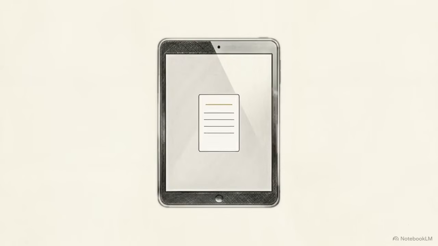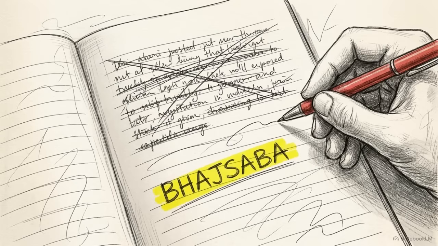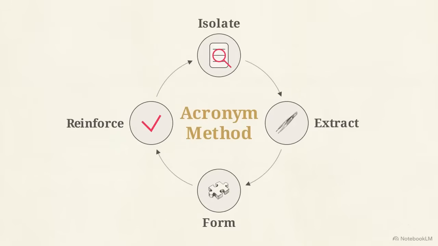Look down at your paper. You have just built a custom reference tool specifically for the information you were struggling with minutes ago. The process is always the same. Isolate the list, extract the letters, form the word, reinforce the pattern.